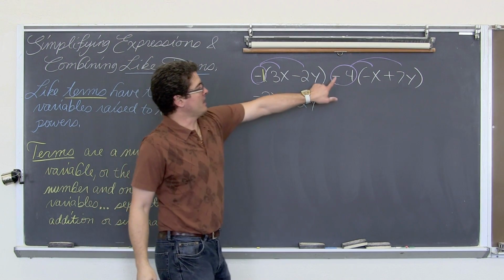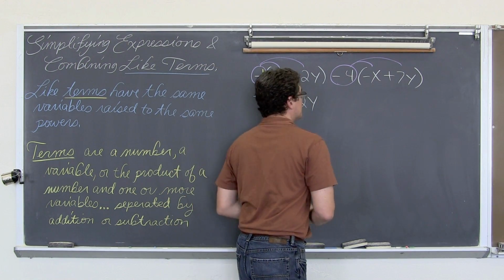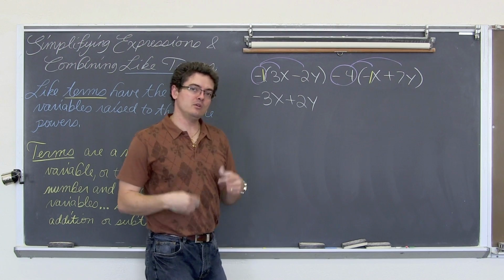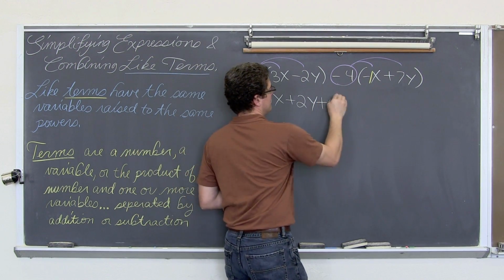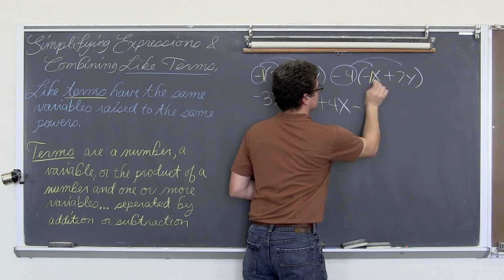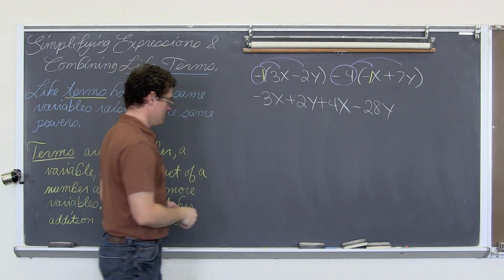And now we've got negative 4 times negative 1. Yes, there is a 1 there. Let's put that in there so you can see it. And negative 4 and negative 1, when you multiply, make positive 4. And negative 28y. We're going to add like terms.